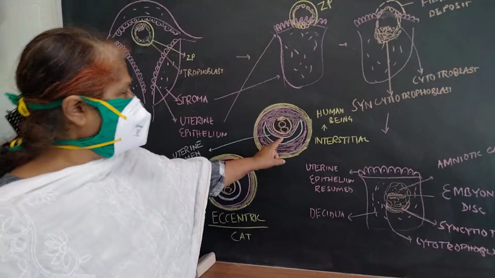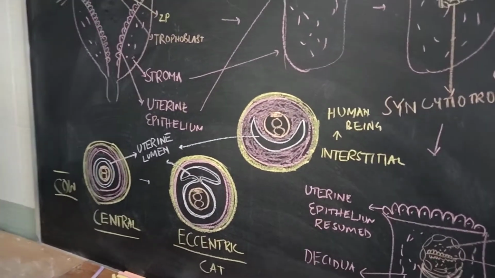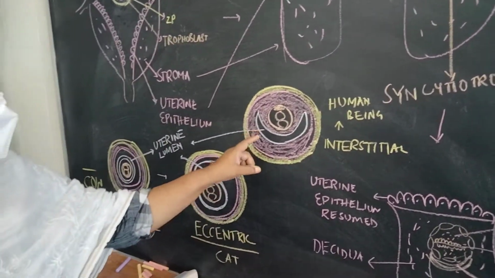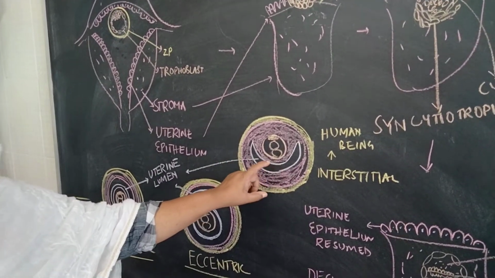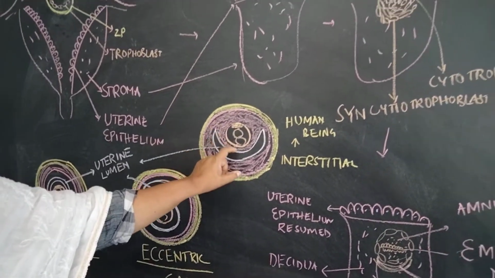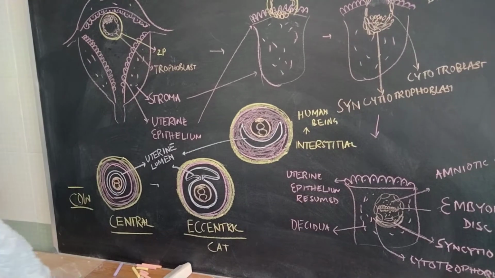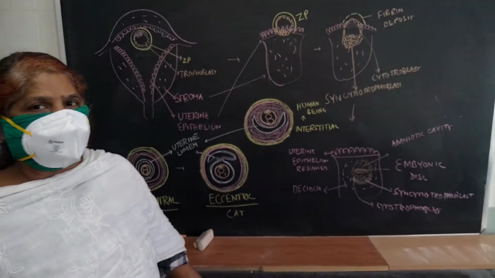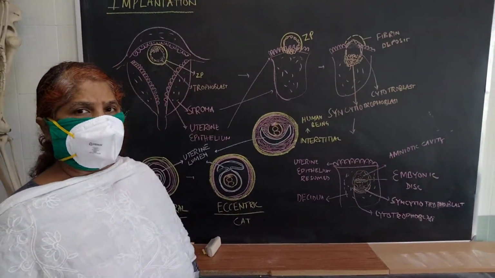And this is called the interstitial type of implantation, where the uterine cavity is not touched. The implantation will be within the myometrium, and this type of implantation is seen in the guinea pig and the human being. The uterine cavity remains as it is, and the baby grows up within the myometrium, through the punctured endometrium. This type of implantation is called interstitial implantation, which occurs in the case of guinea pig and human being.